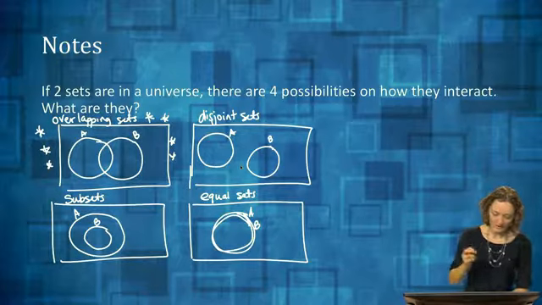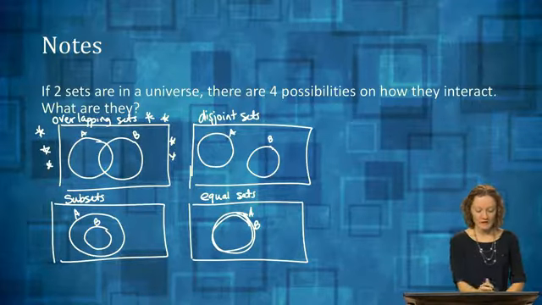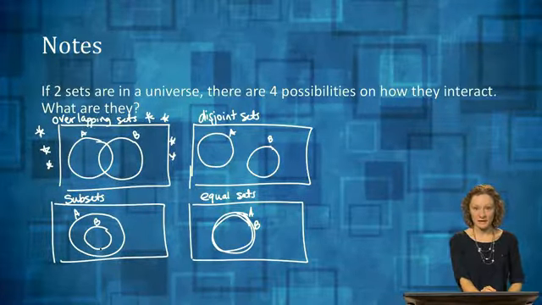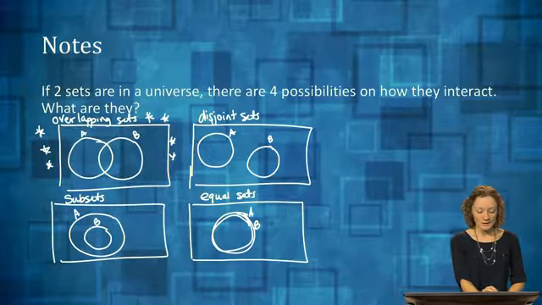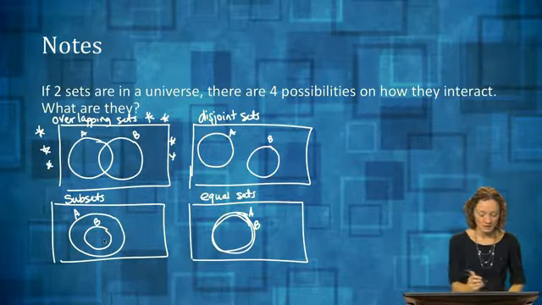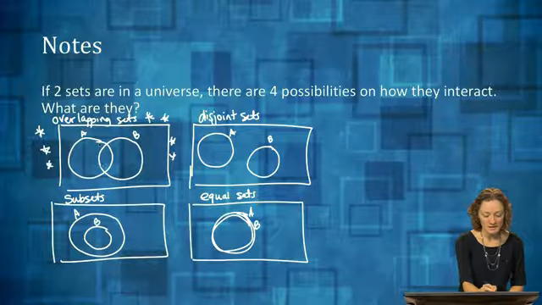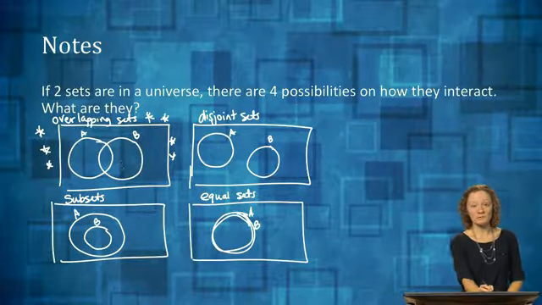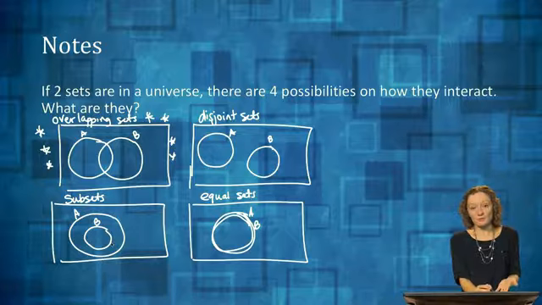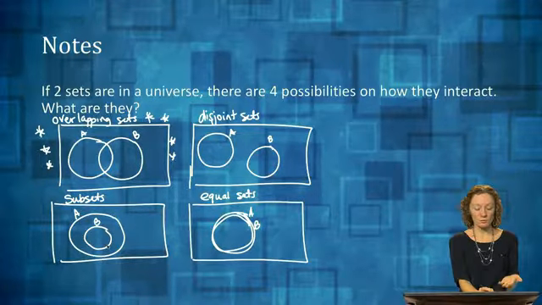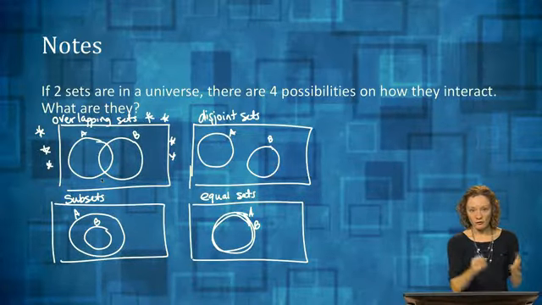So disjoint fits into overlapping. If we have subsets, specifically the way that I've drawn it here, set A with set B inside of it as a smaller set, then I would have items in just A and then some in the overlap, but there wouldn't be anything in just B.